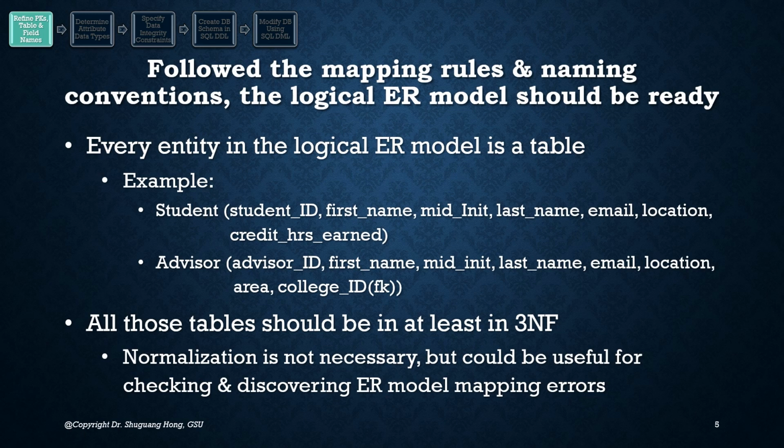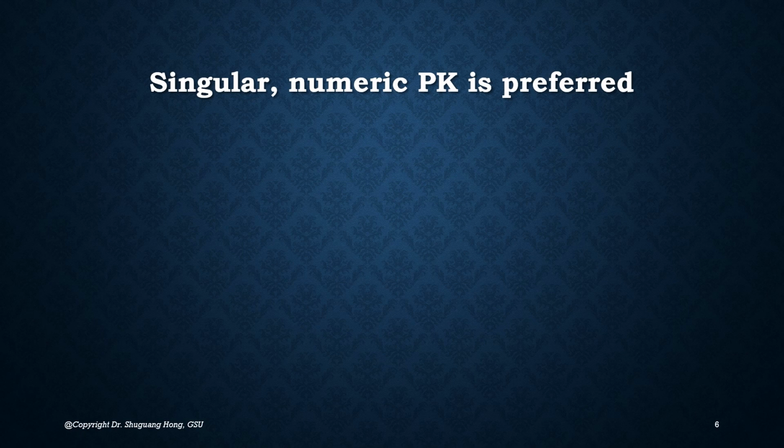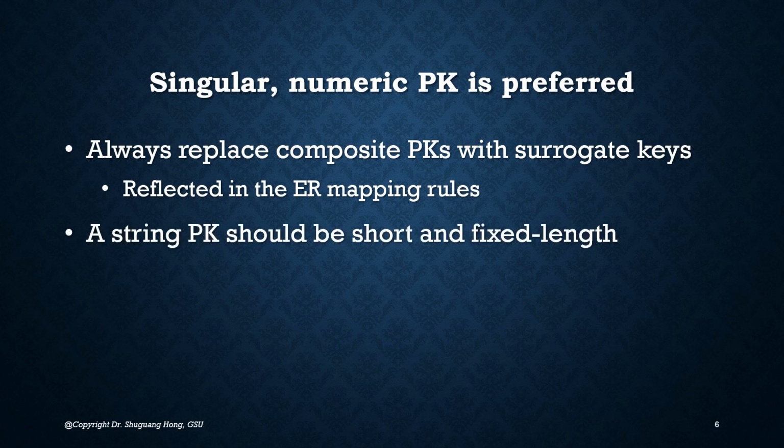The next preparation is to replace all composite primary keys with surrogate keys for easy maintenance. For example, if a primary key is composed of 2 fields, then all foreign keys would be composite foreign keys because a foreign key is a copy of the primary key. Hence, all primary keys should be singular and numeric. If you prefer a string primary key, you should use a short and fixed-length string key to improve the data access performance and for easy maintenance.